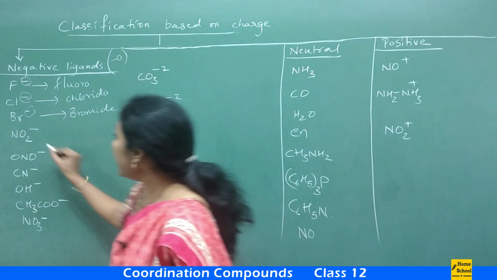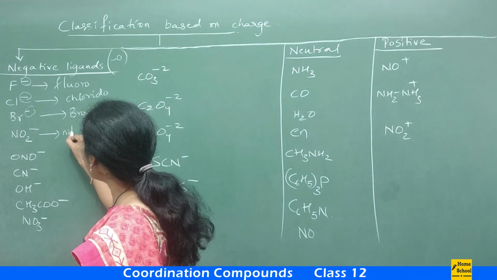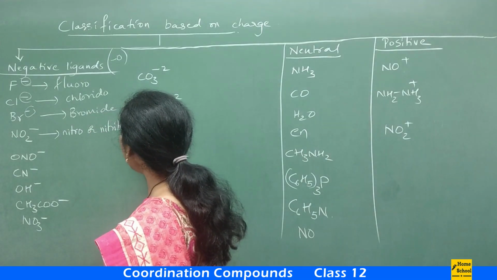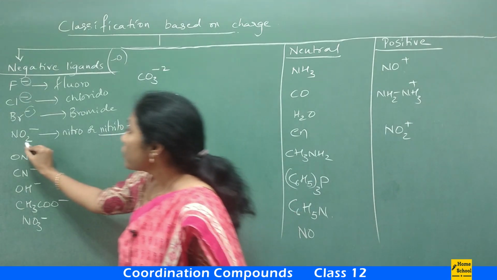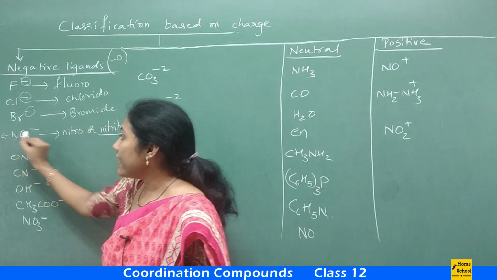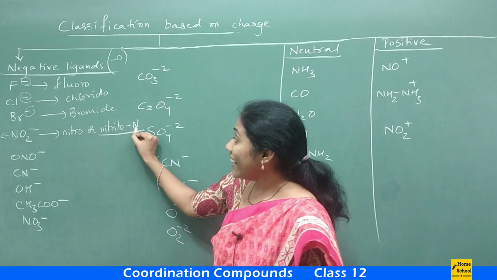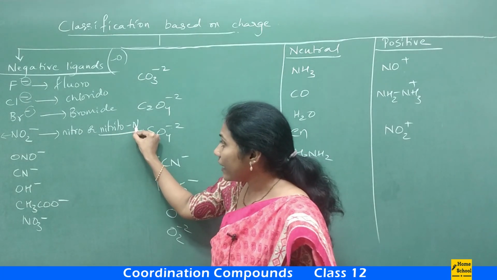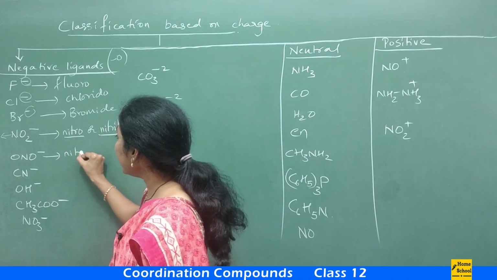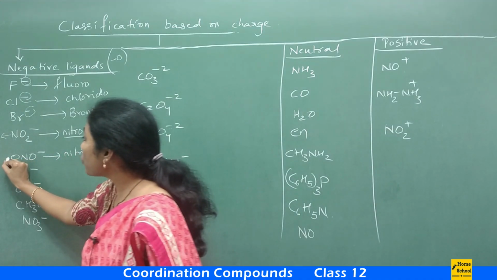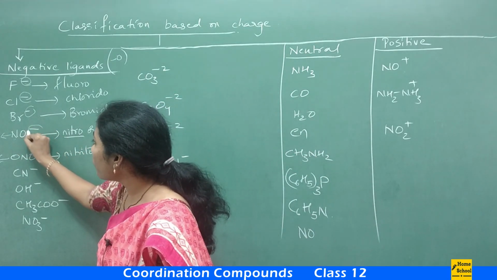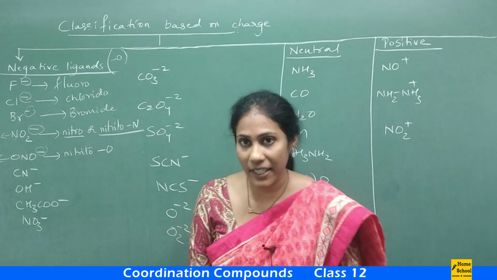Okay, fine. And NO2 minus can be called the nitro ligand, or it can also be called nitrito N. Linkage we will mention. Whenever we write like this, the linkage is from N to the central metal atom. The donor atom is N, guys. That's why we write N here in the name. Nitrito N you can write, or just nitro is also fine. ONO minus can be called nitrito O. The linkage is through oxygen and the central atom. So nitrito O, and both of them carry what charge? -1 is the charge they carry.